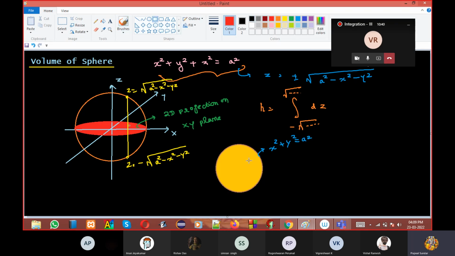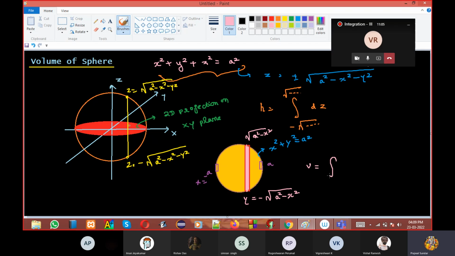So I can take a vertical strip. If I take a vertical strip, then y will vary from minus root of a squared minus x squared till root of a squared minus x squared, and then x will vary from where to where? x will vary from minus a to plus a. Is it clear? How does the integral go?